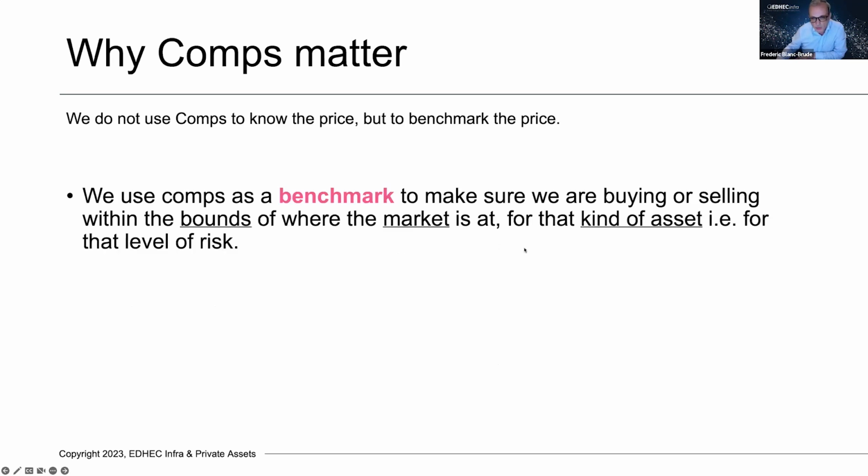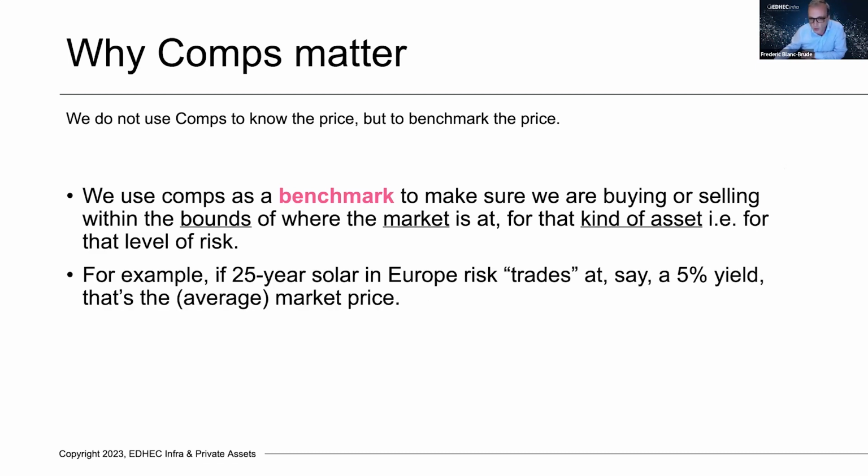Well, we use comps as a benchmark to make sure that we are buying or selling an asset within the bounds of where the market is at. There we go. We're the benchmarks people. Again, that's us again. Because what we want to know is, for that kind of asset, keyword here, what's a kind of asset or class of asset or category of asset for that level of risk, in fact, are we looking at a price or a rate of return which makes sense given where the market is at today when we're buying or selling? So for example, if 25-year solar in Europe trades at a 5% yield, just as an example, that's the average market price, okay?